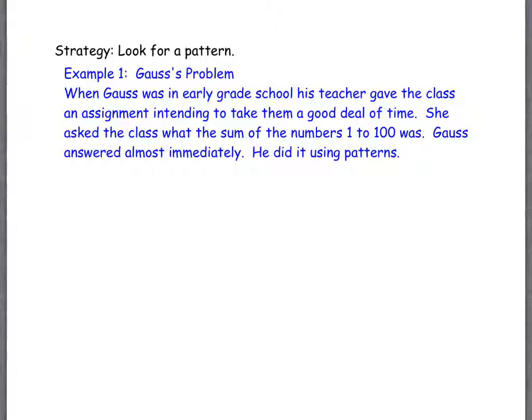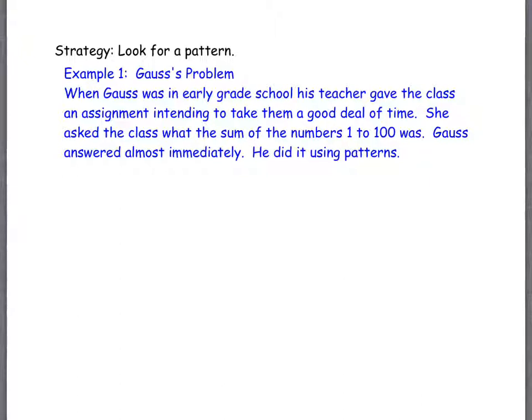This guy's name is Gauss, and Gauss was an actual mathematician, very bright guy, obviously a very bright child as well. When Gauss was in early grade school, the teacher gave them a problem intending to take them a lot of time. I'm sure you've never had a teacher that's done something like that, right? This teacher wanted them to add up the numbers from 1 to 100 and tell them what the sum was. So imagine what most children did. 1 plus 2, they get an answer, and then plus 3, and they get an answer, and then plus 4, and they get an answer. And this would take a while, right? This would be a long process.